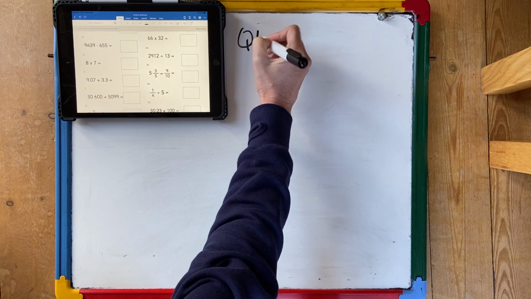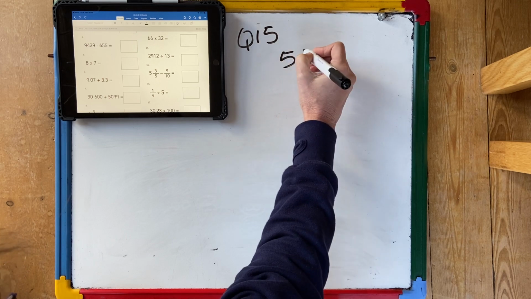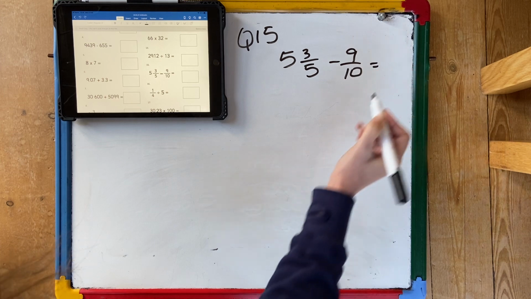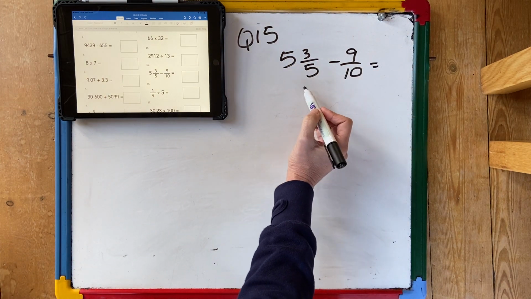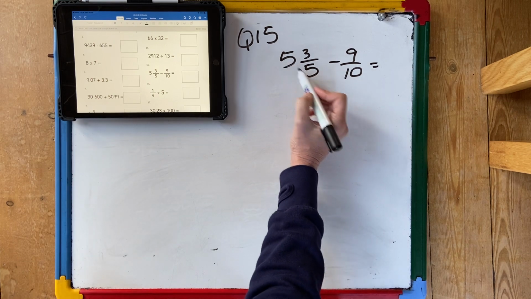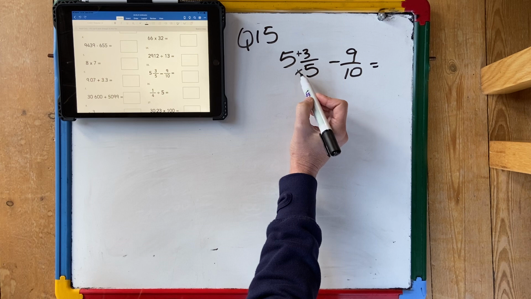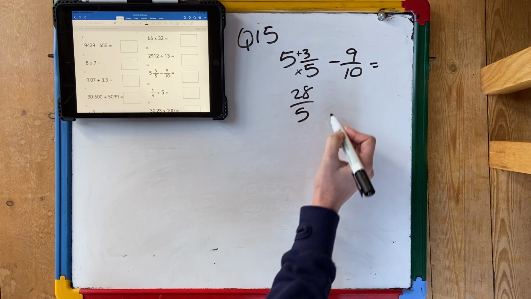Question 15. 5 3/5 subtract 9/10. So before we do anything, we have a mixed number. So you need to convert that into an improper fraction. So 5 times 5 is 25, add the 3. So 25, 26, 27, 28, so it's 28/5.